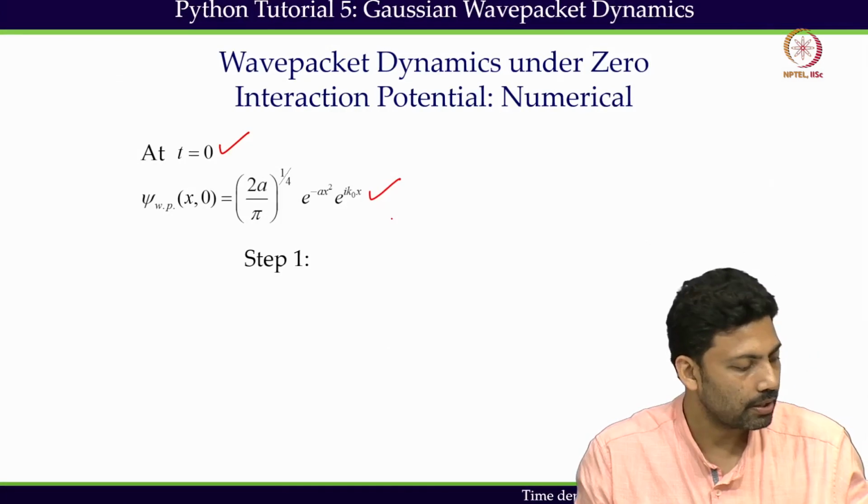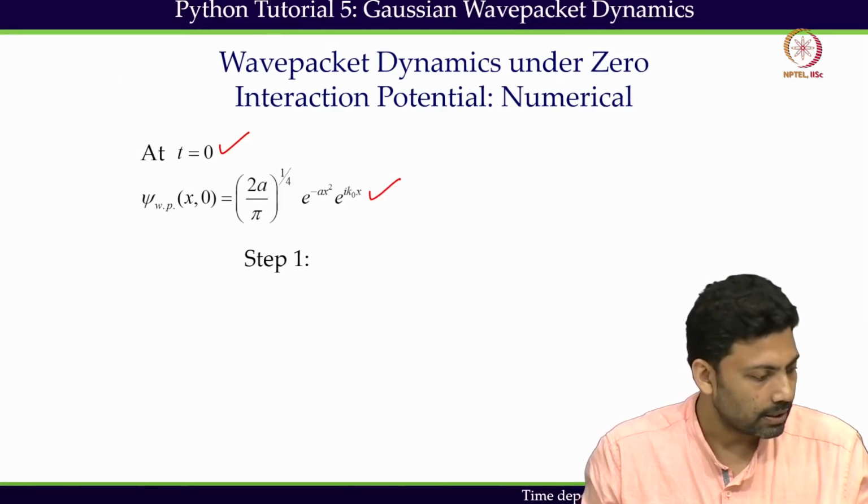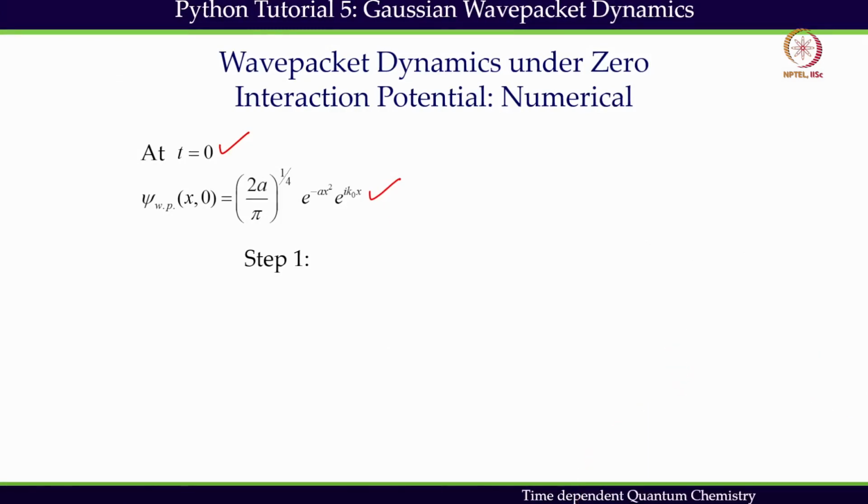What we have done in this is that the momentum of the free particle, if we look at the momentum of the particle, that is going to be h cut k naught. That's the momentum we get.